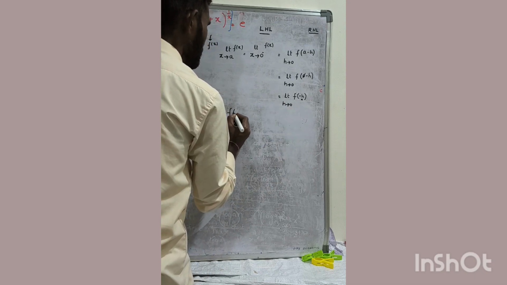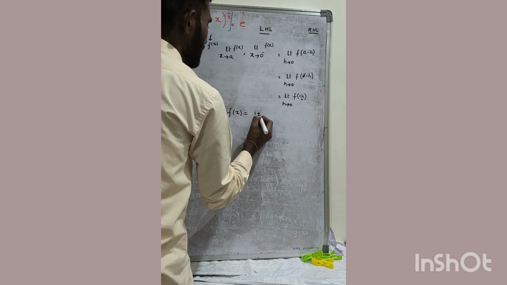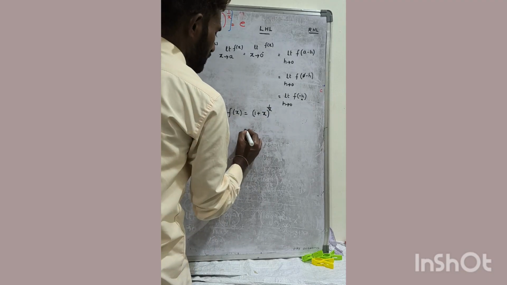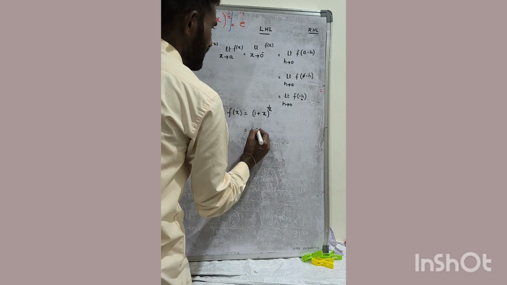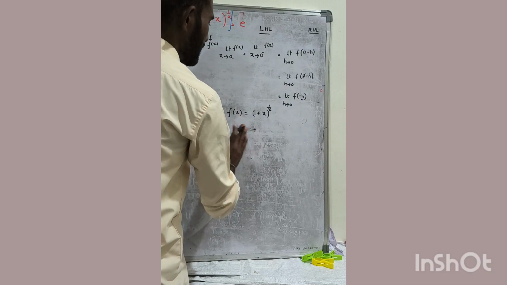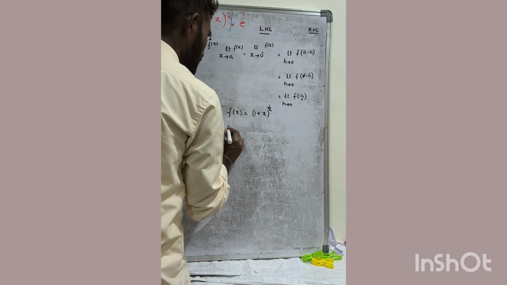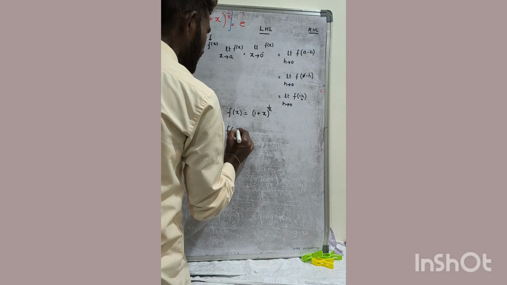We have f of x. What is f of x here? f of x is equal to 1 plus x, whole power 1 by x. So this is the value of f of x. Instead of x we should find the f of minus h value, right? So let's find out f of minus h.